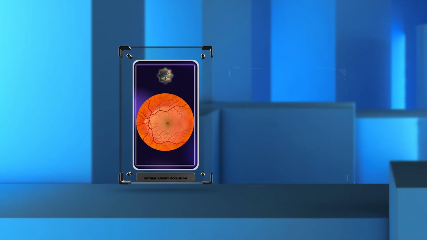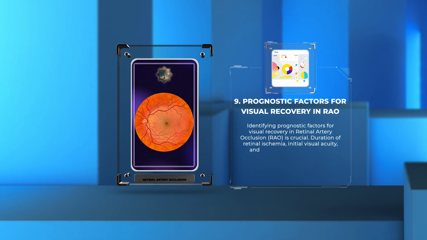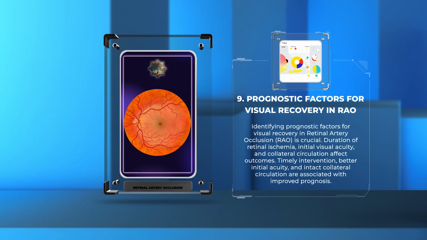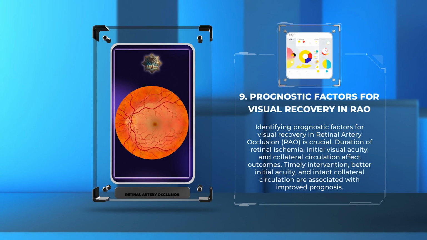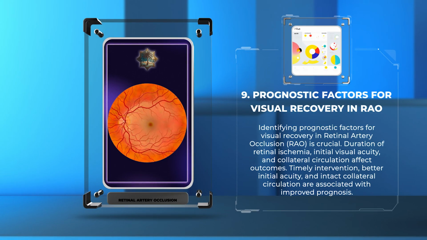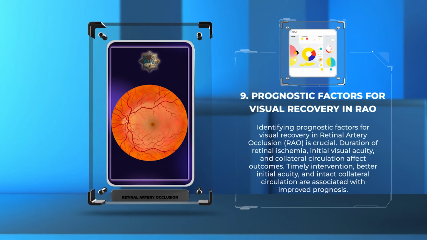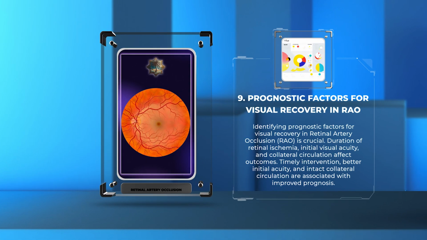Identifying prognostic factors for visual recovery in retinal artery occlusion, RAO, is crucial. Duration of retinal ischemia, initial visual acuity, and collateral circulation affect outcomes. Timely intervention, better initial acuity, and intact collateral circulation are associated with improved prognosis.